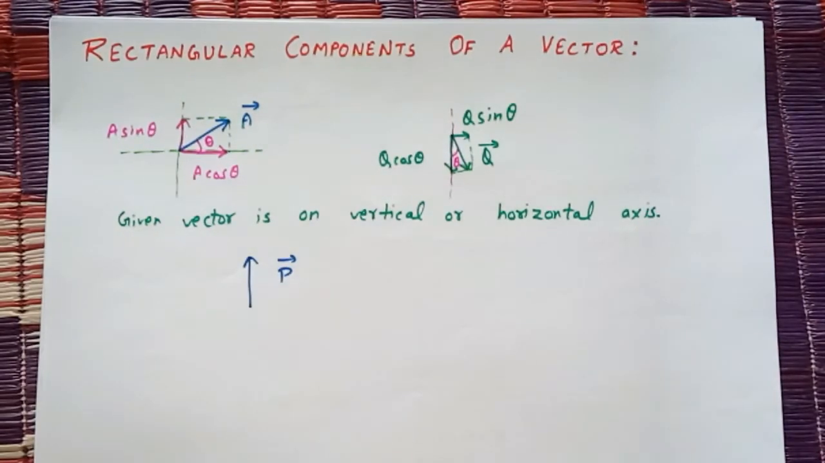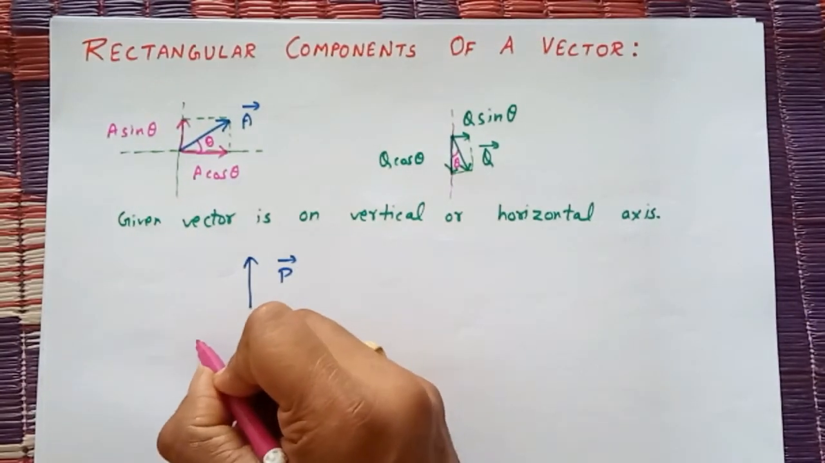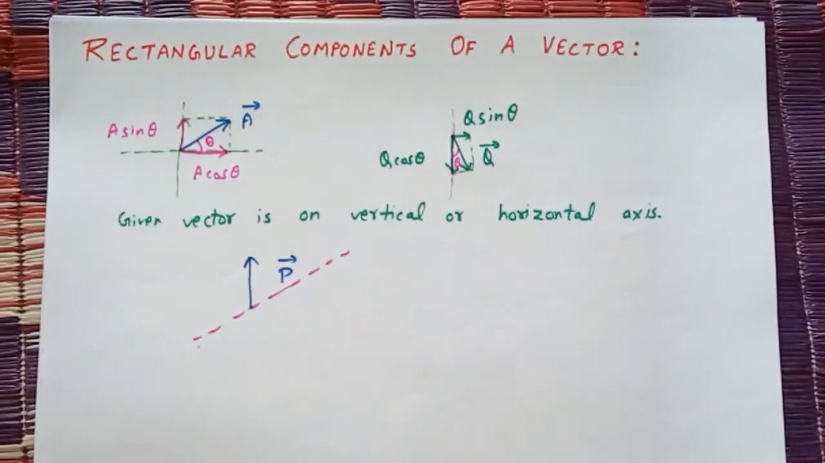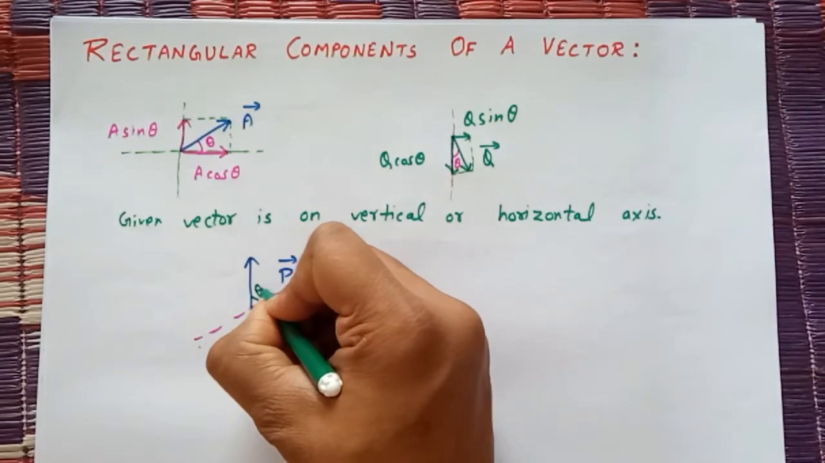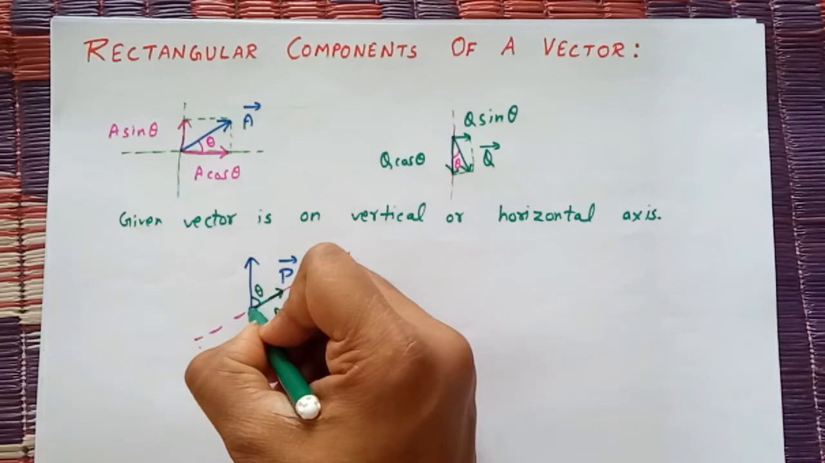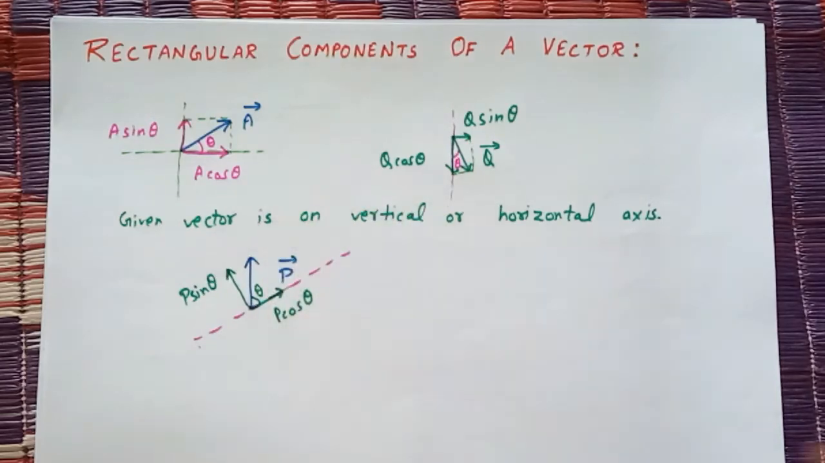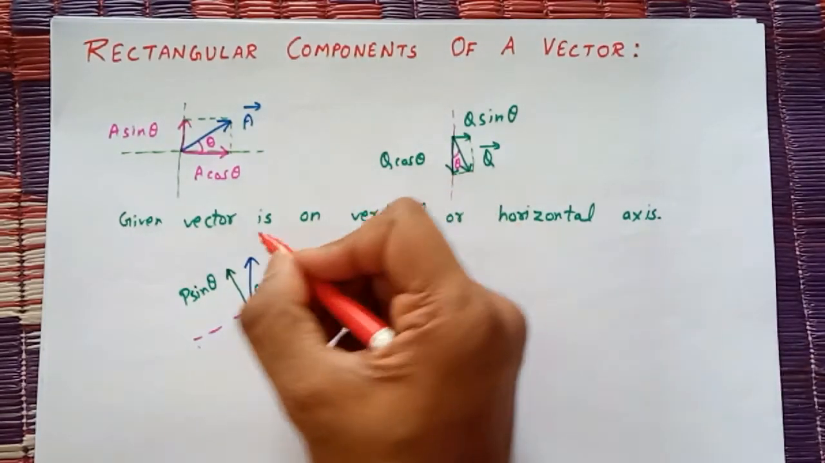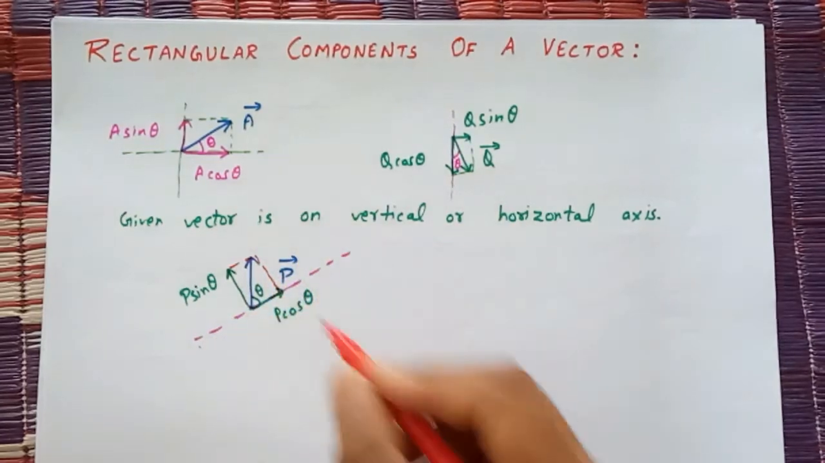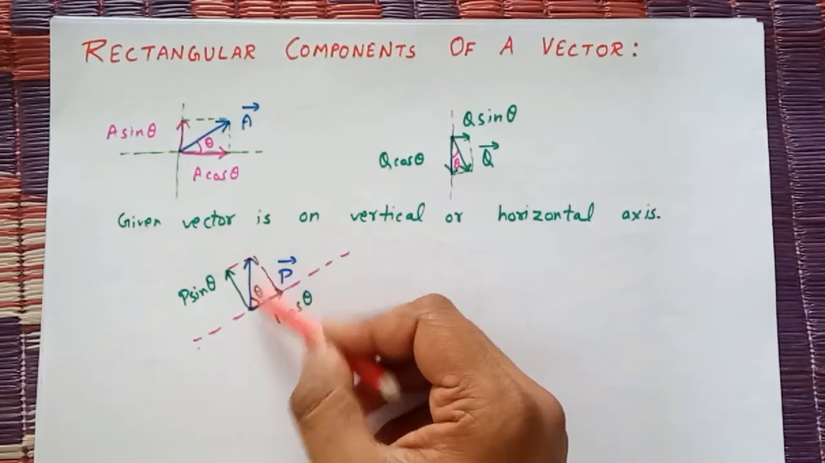But in a few questions, suppose I am taking this as the plane, and now I want to draw the components of the p vector, where will they be? If this angle is theta, then this one will be p cos theta and this one will be p sin theta. Again, these components will be known as rectangular components because they are the sides of an imaginary rectangle in which the diagonal is the given vector.